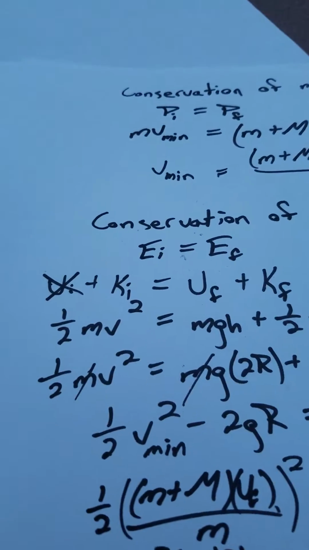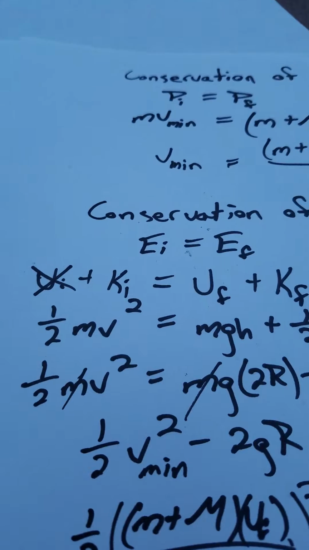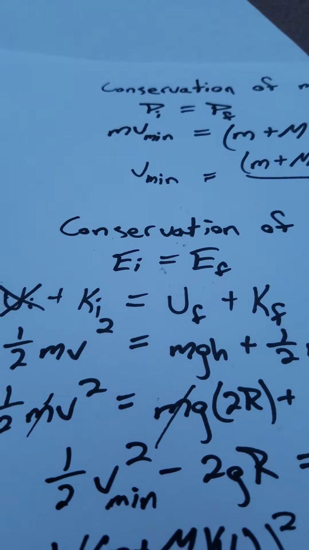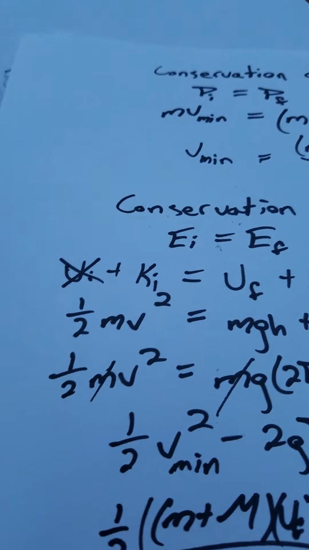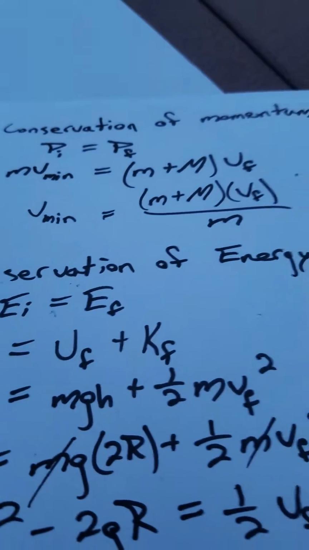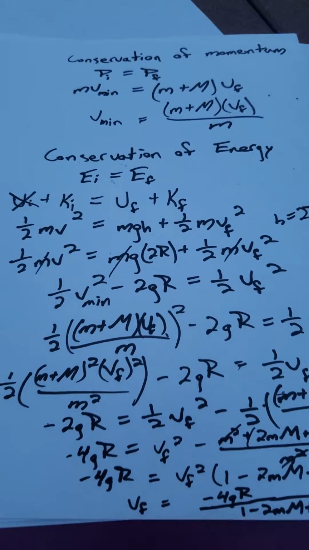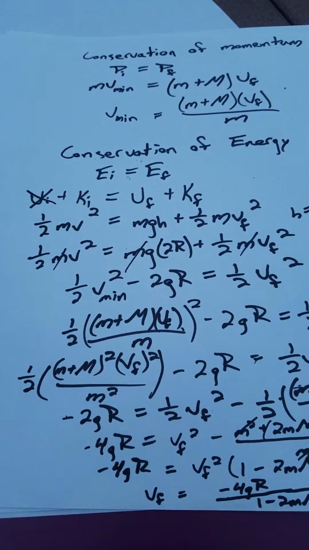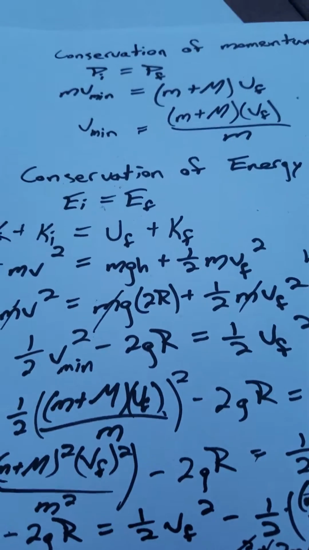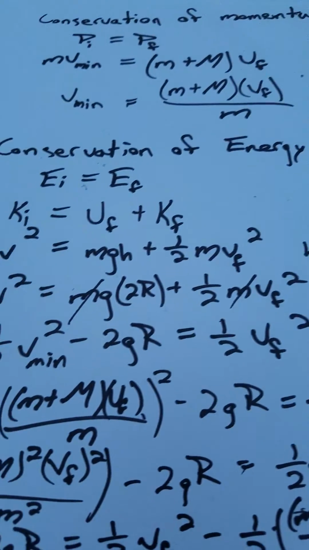So then I go into conservation of energy, and I get the initial energy equals the final energy. So initial potential plus kinetic initial equals the potential final plus the kinetic final. There was no potential initial, so it's 1/2 m v squared equals mgh plus 1/2 m vf squared. And h becomes 2r, because in the problem it states r is the radius, so 2r is the height. So it's mg times 2r plus 1/2 m vf squared.